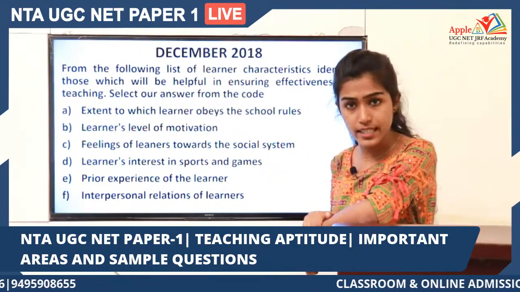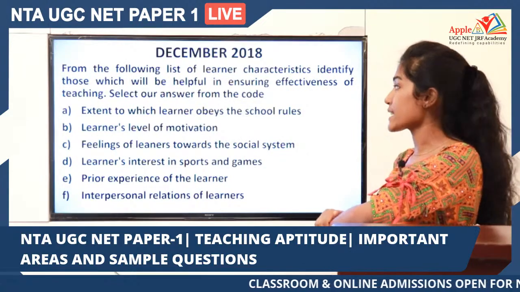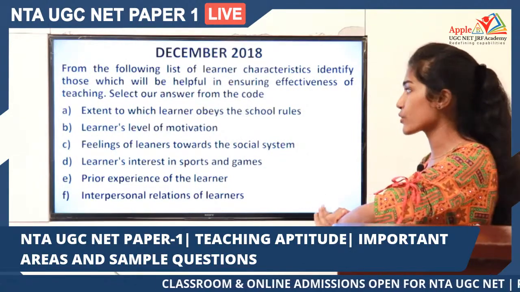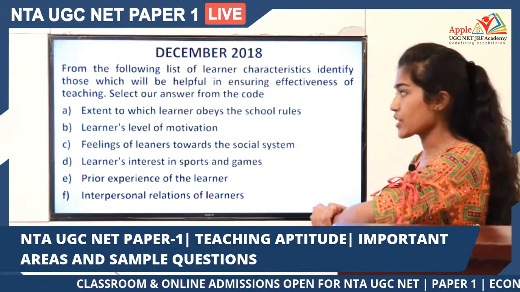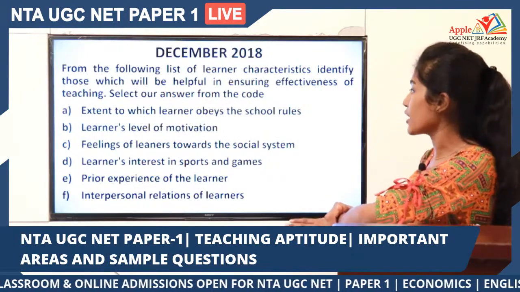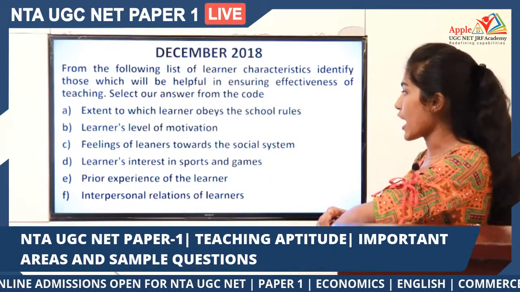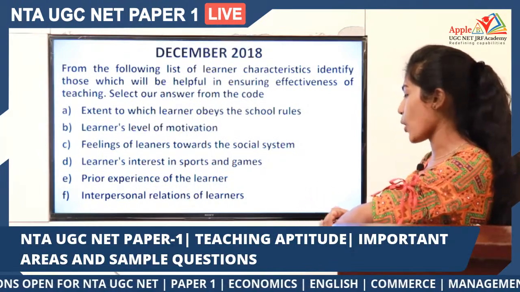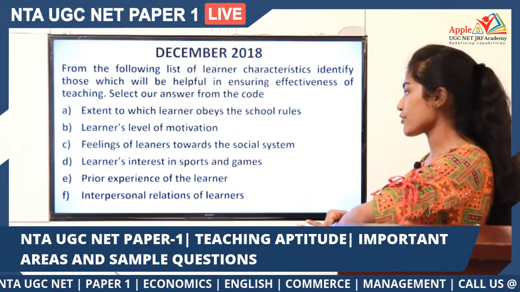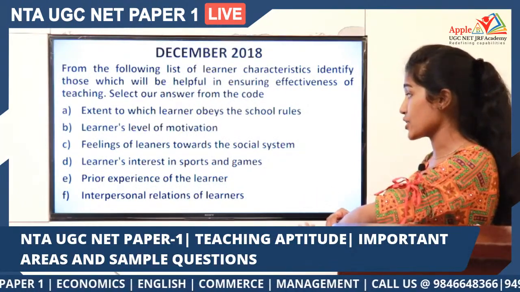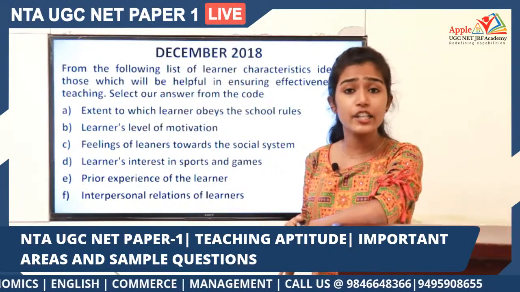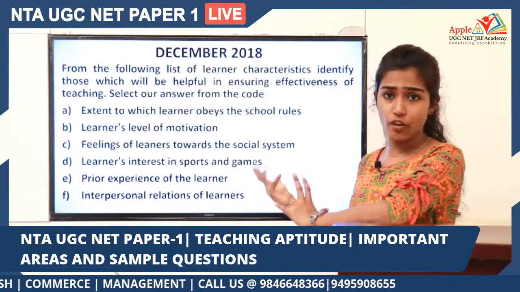So that is the question. You have the options: extent to which learner obeys the school rules, learner's level of motivation, feelings of learners towards the social system. Then you have learners' interest in sports and games, prior experience of the learner, and interpersonal relations of learners. If you consider the options, these are general kind of options.